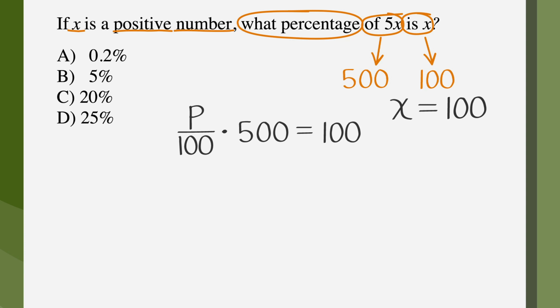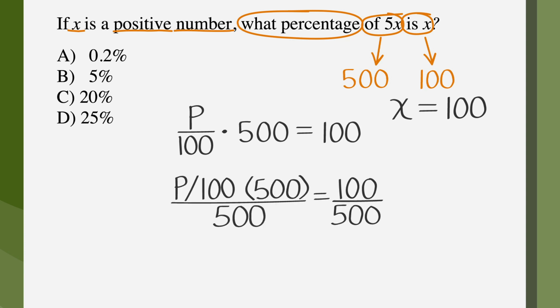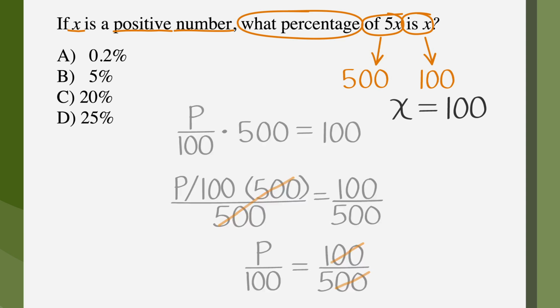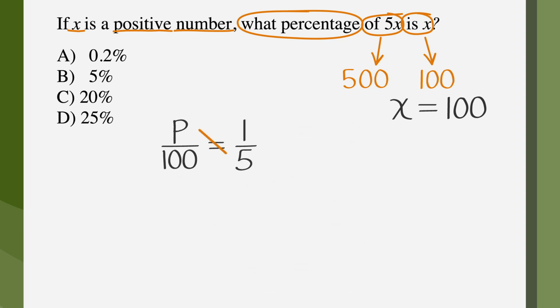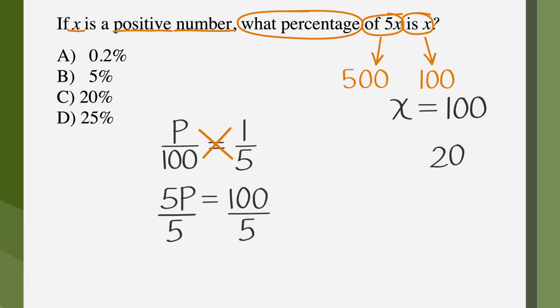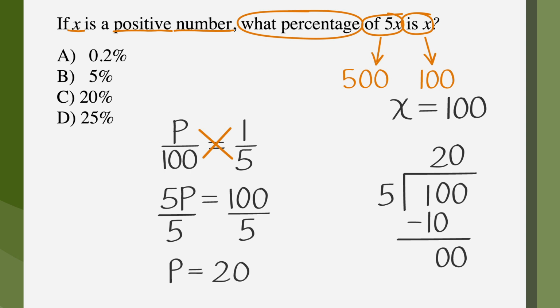Now we want to simplify by dividing both sides by 500. So we have p over 100 equals 100 over 500. We can further simplify the fraction on the right side by dropping the zeros, which gives us p over 100 equals 1 over 5. Let's cross multiply to get 5p equals 100. Divide both sides by 5, and we're left with p equals 20.